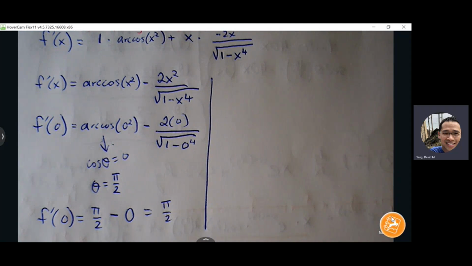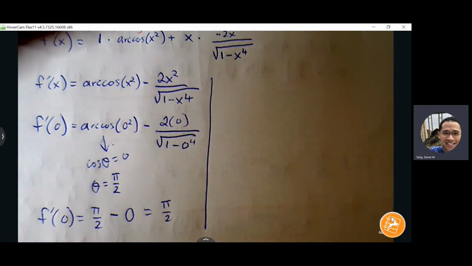Any questions finding that slope? You guys okay? Okay, so now it's easy. We have our ordered pair, we have our slope. What's slope form?